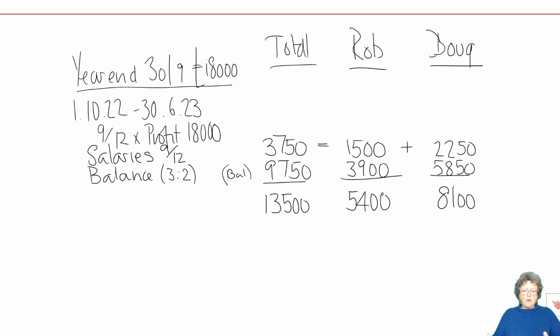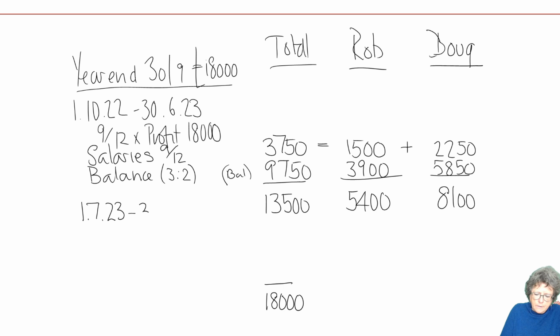So Doug's total is 8,100 and his total is 5,400. So that's the first half, but we've only separated out 13,500. So for the second proportion of the year, we have a total of 3/12 of the profit, which leaves us with 4,500.